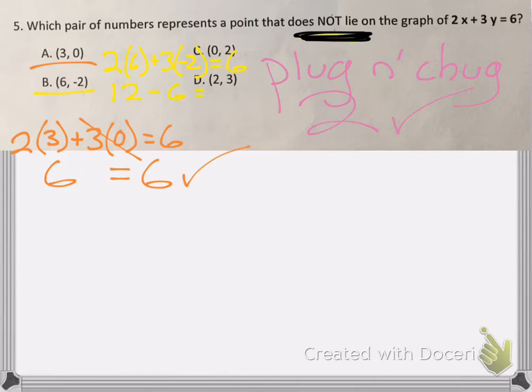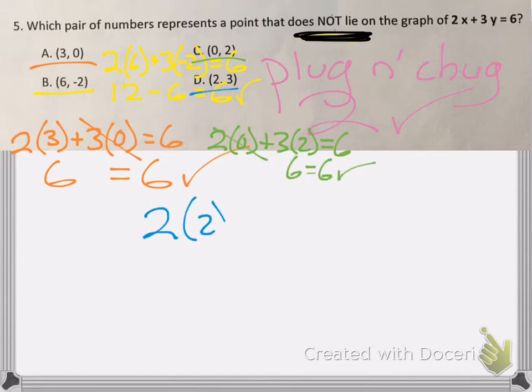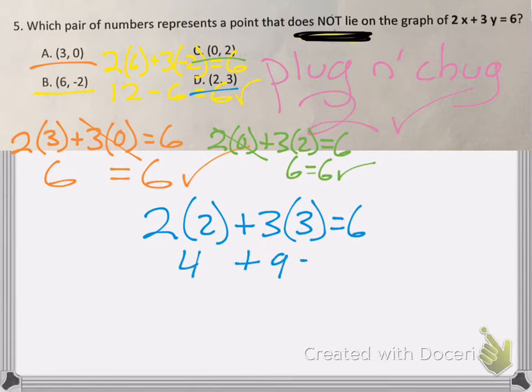So when you plug in the second coordinate, 6 and negative 2, you get 12 minus 6, which equals 6, which is still true. And then for choice C, when you plug in 0 and 2, you get yet another true statement. So that means D has to be the correct answer. And when you plug in 2, 3, you get 2 times 2, which is 4, and 3 times 3, which is 9. 4 plus 9 is 13. 13 is not 6. It's choice D.